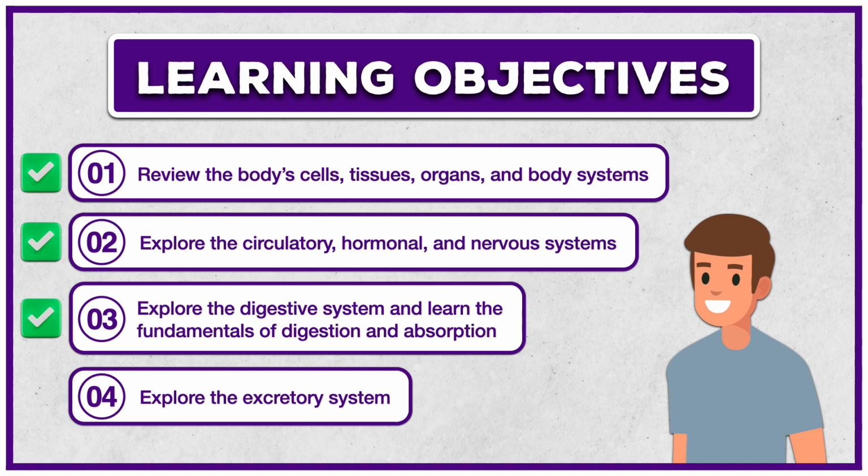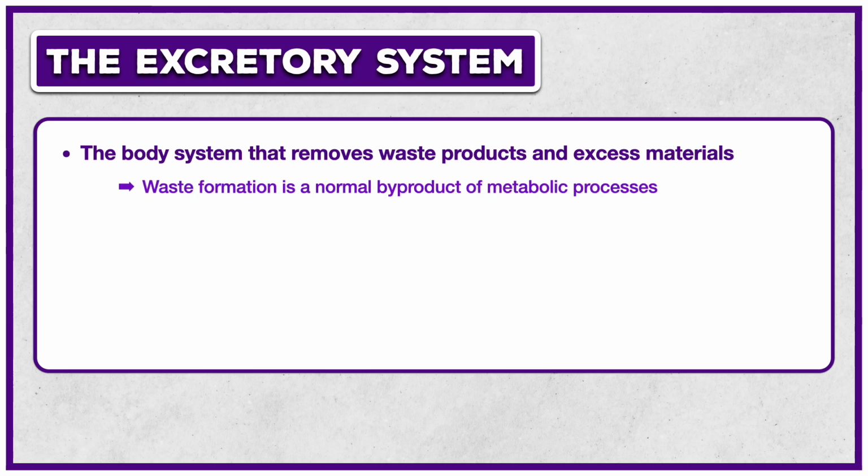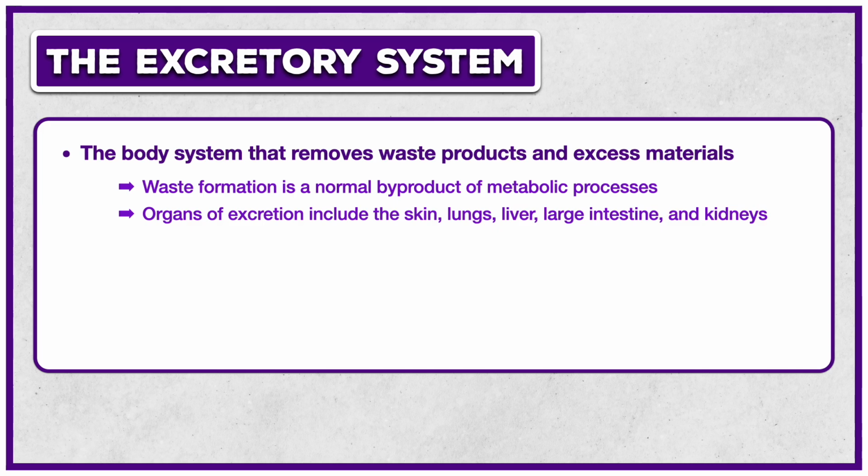Explore the excretory system. The excretory system is the body system that removes waste products and excess materials. Waste formation is a normal byproduct of metabolic processes. Our cells constantly produce waste while keeping us alive and thriving. Those wastes can be toxic, but typically aren't because we can remove them before they have a chance to build up. Organs of excretion include the skin, lungs, liver, large intestine, and kidneys.